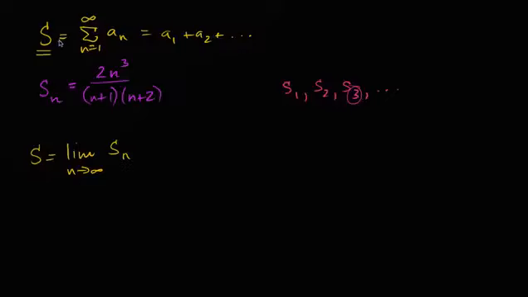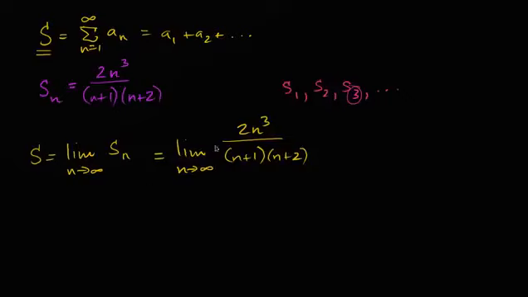Because that's what the series is. It's the sum of the first, I guess you could say, infinite terms. It's the sum of all. You have an infinite number of terms here. Well, let's think about what this is. The limit as n approaches infinity of S sub n is going to be the limit as n approaches infinity of 2n to the third power over n plus 1 times n plus 2.